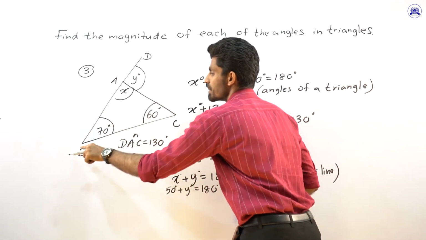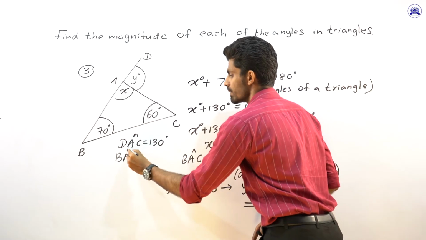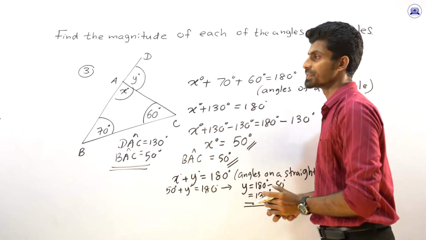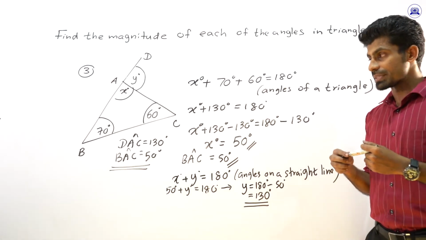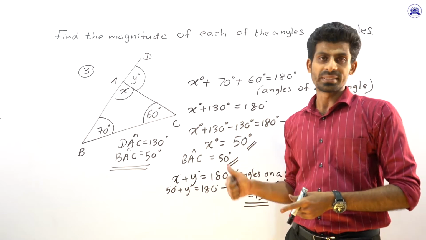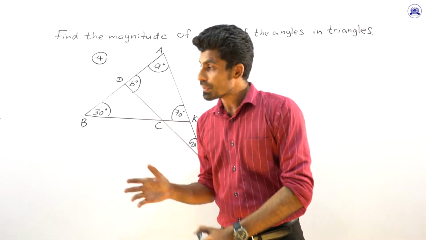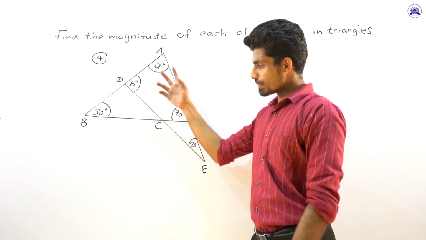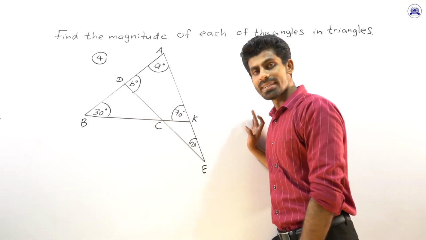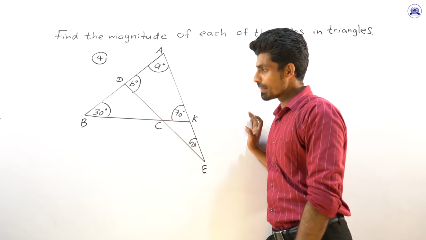BAC, that is X. BAC equals 50, right? So very clear. I think this one is very clear for you, right? Let's move to the last question on this section. Look at the last question. This one is a little bit big.